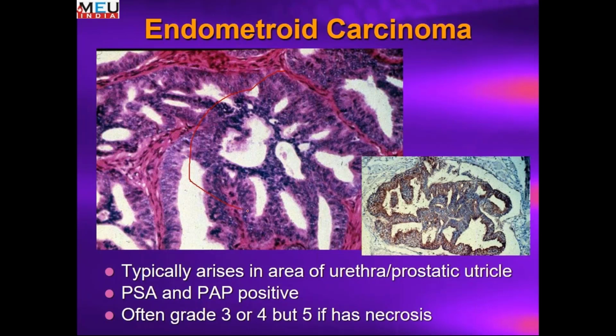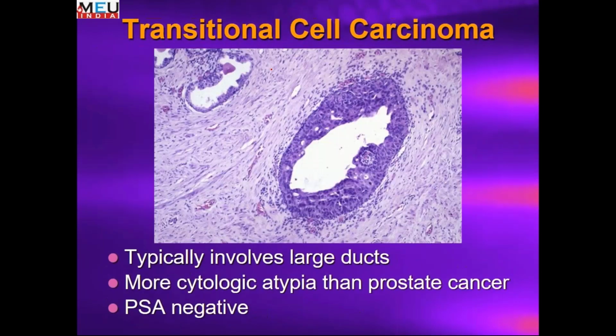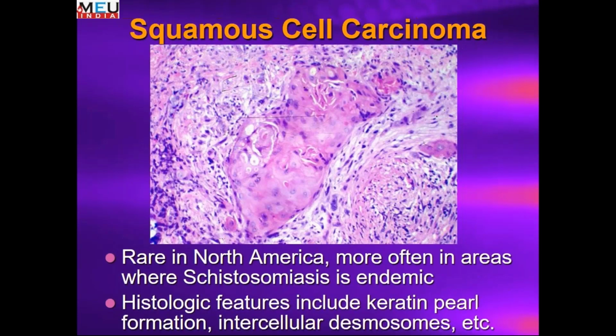Endometrioid carcinoma typically arises in the area of the urethra and prostatic utricle, and the prostate specific antigen and Pap stains are positive, and often the grade 3 or 4 can be seen. The transitional cell carcinoma is also seen in seminal vesicle sometimes, and typically it involves the ducts, and more cytological atypia is seen in these than prostatic carcinoma, and they are negative for prostate specific antigen.